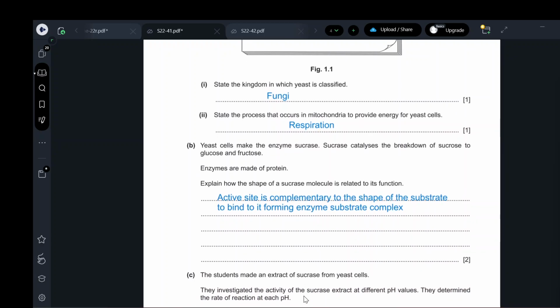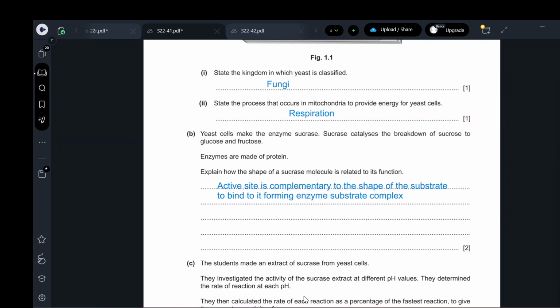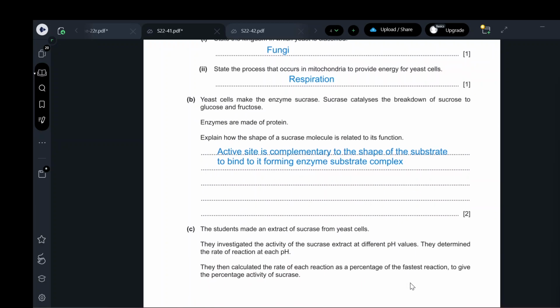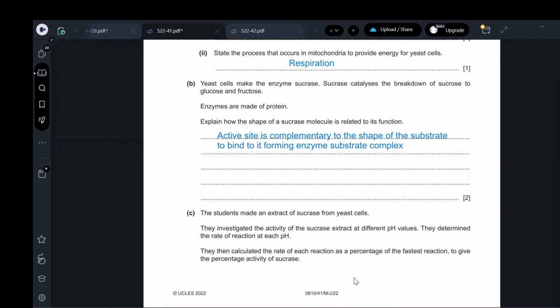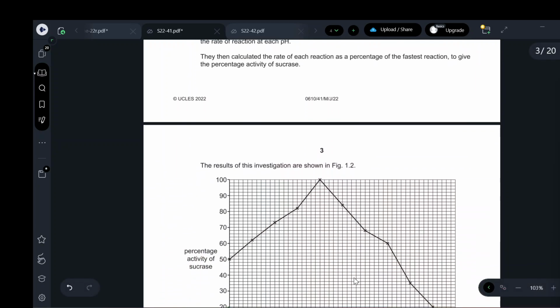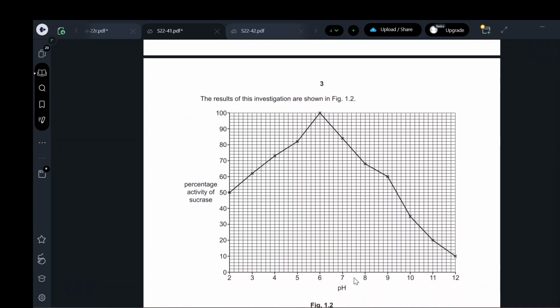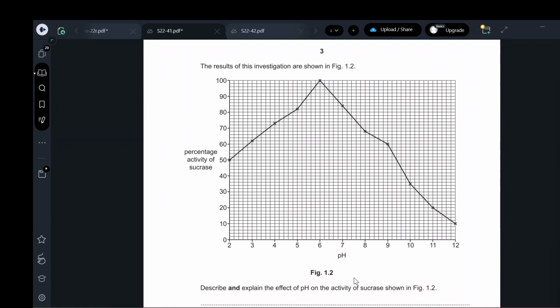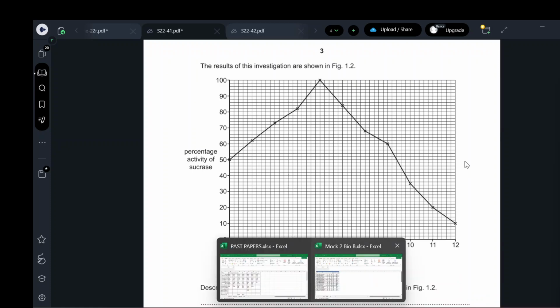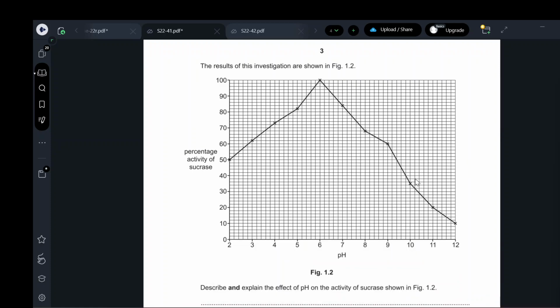The students made an extract of sucrase from yeast cells and investigated the activity at different pHs. They determined the rate of reaction at each pH. Then they calculated the rate of each reaction as a percentage of the fastest reaction. This is the graph he gave you. What was the question? Describe and explain the effect of pH on the activity of sucrase. The first part of the question was the description and then the explanation.